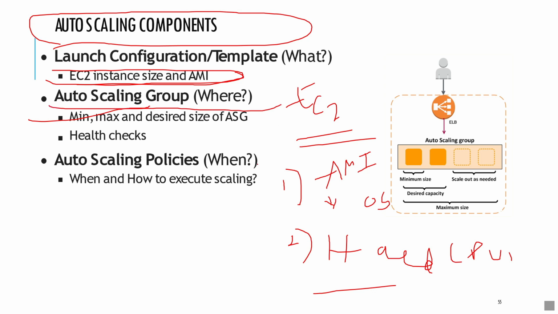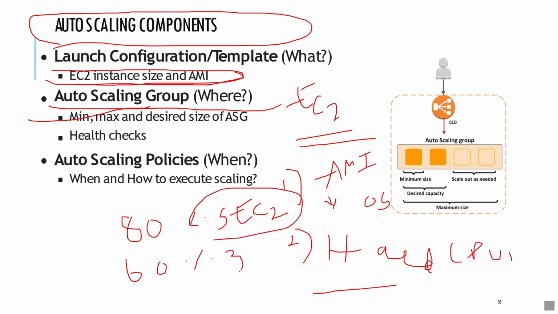This is nothing but, suppose we create a policy that when the CPU usage is 80%, it automatically creates 5 EC2 instances in order to handle the traffic. If the CPU utilization is only 60%, we don't need 5 instances, rather we need only 3 instances. So that is about the auto scaling group and auto scaling policies. These are also handled by AWS.